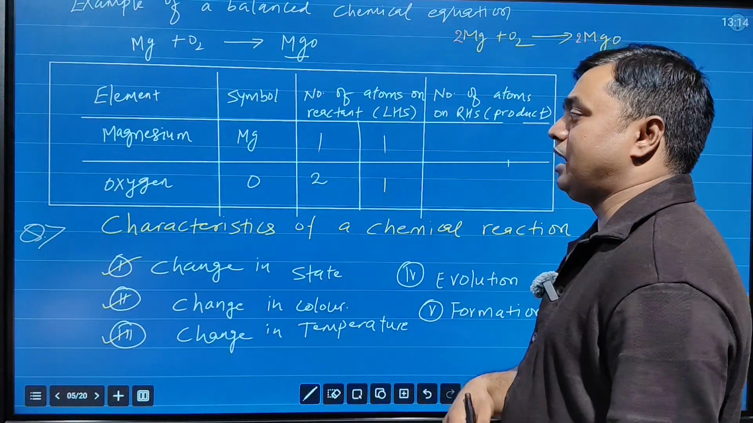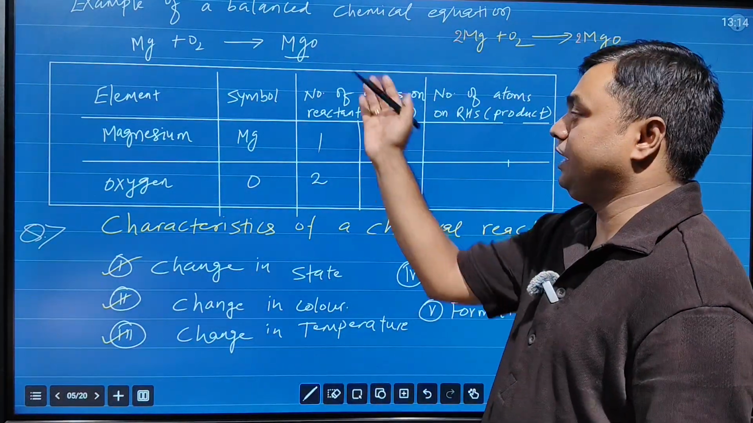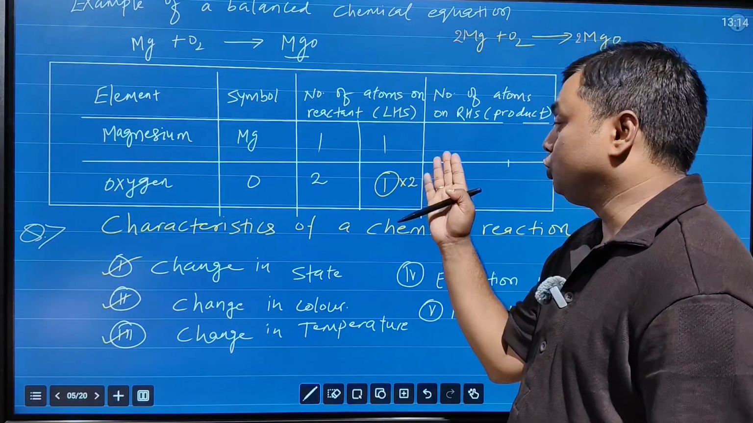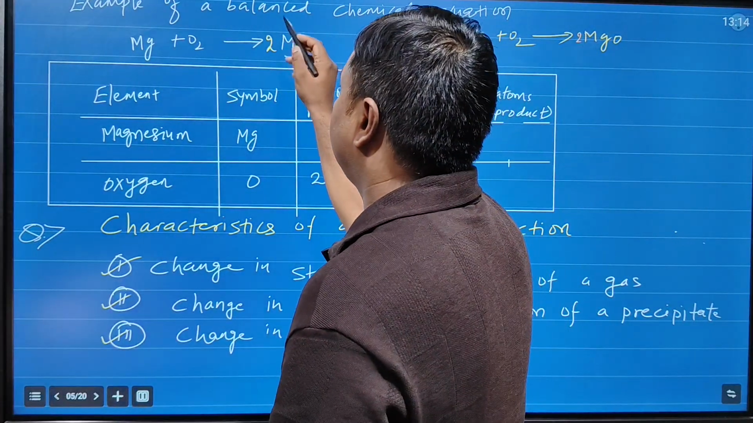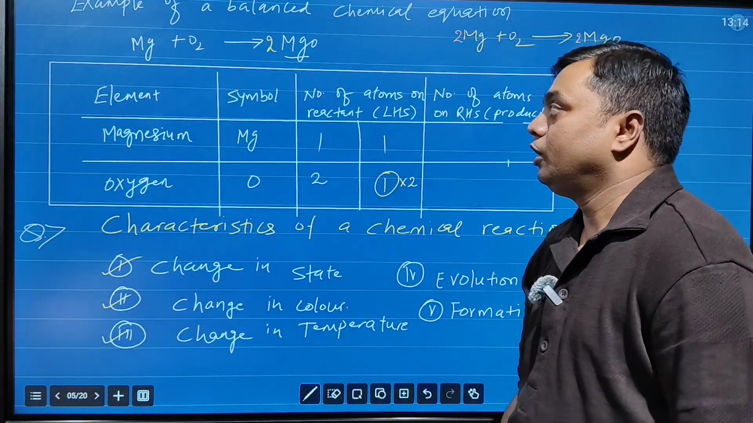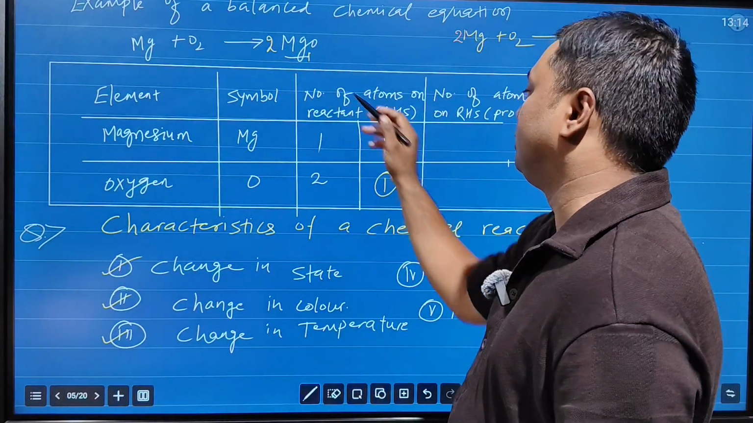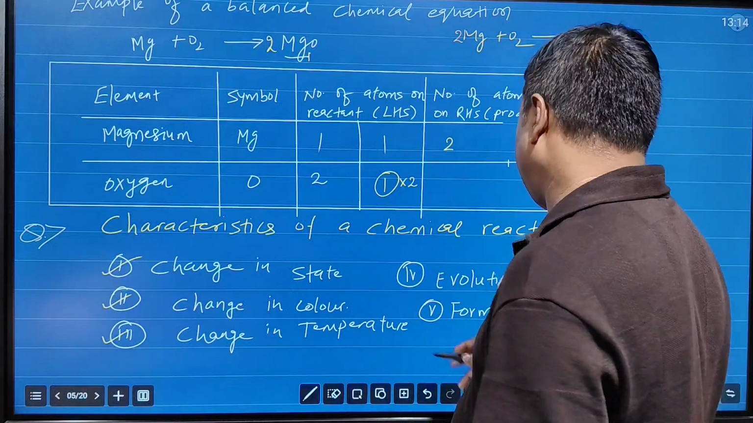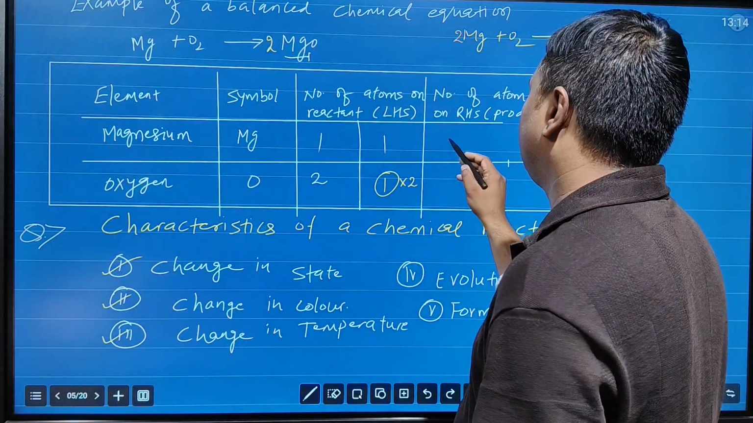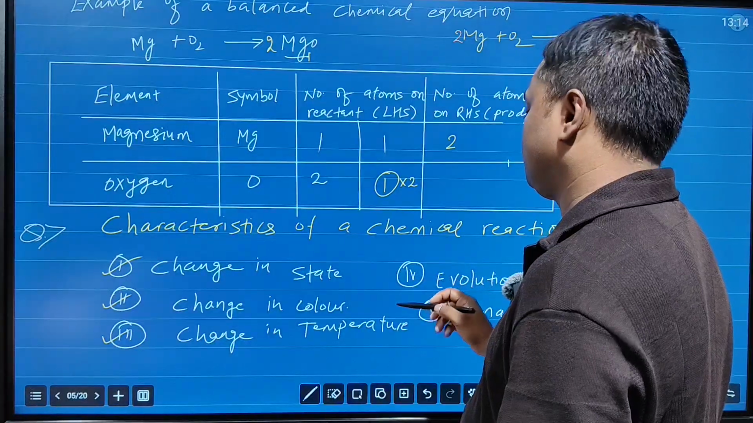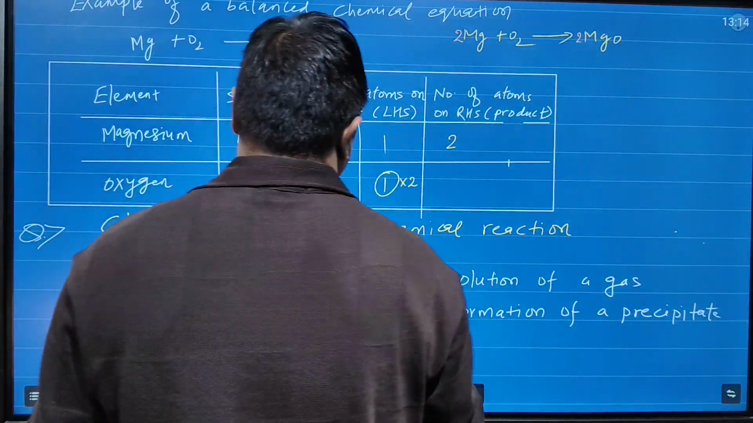Magnesium is balanced, but oxygen is not balanced on the right hand side. To balance the oxygen, we have to multiply by 2, and you have to multiply in the beginning of the product. Now if you count, magnesium becomes 2 into 1, so magnesium becomes 2 on the RHS, yes or no?